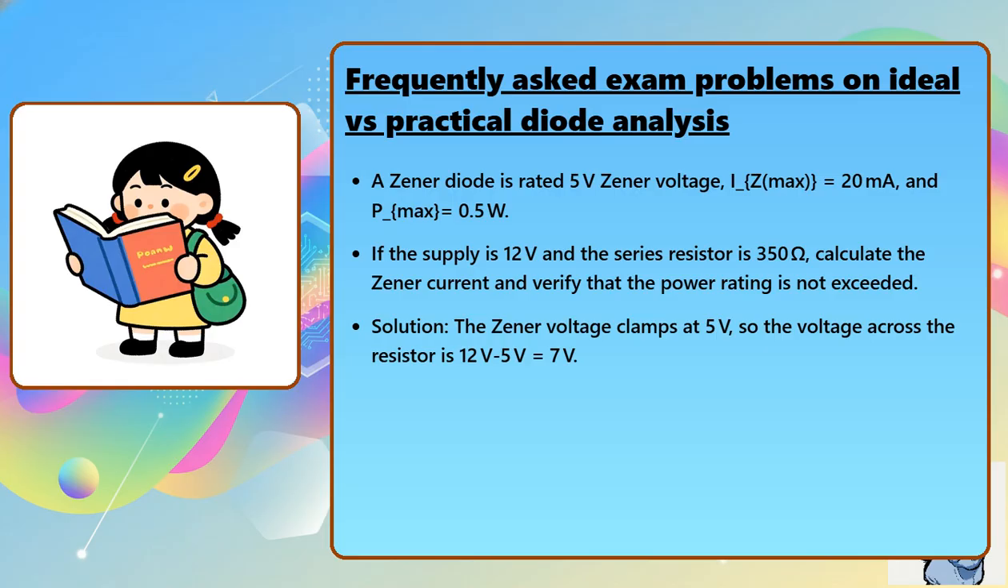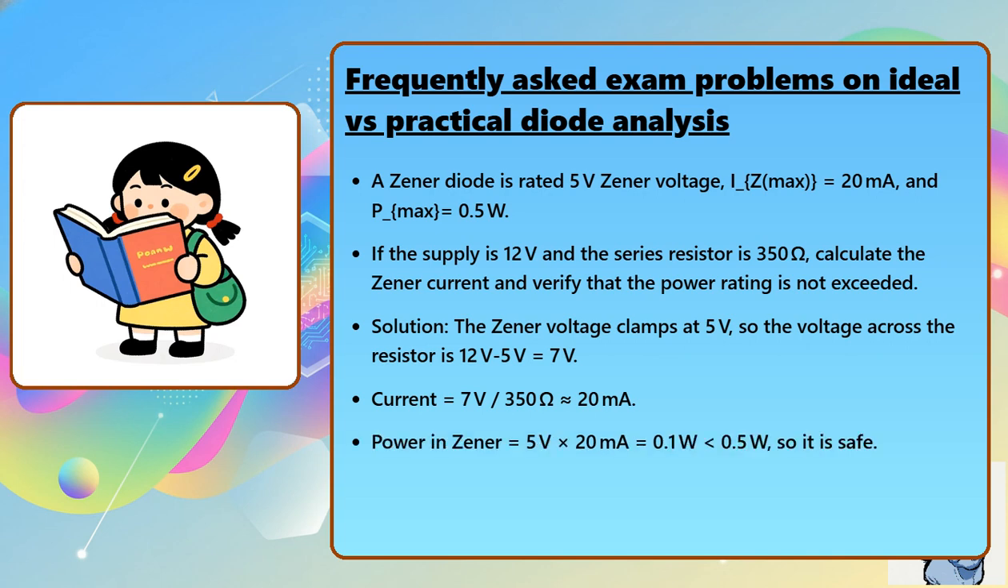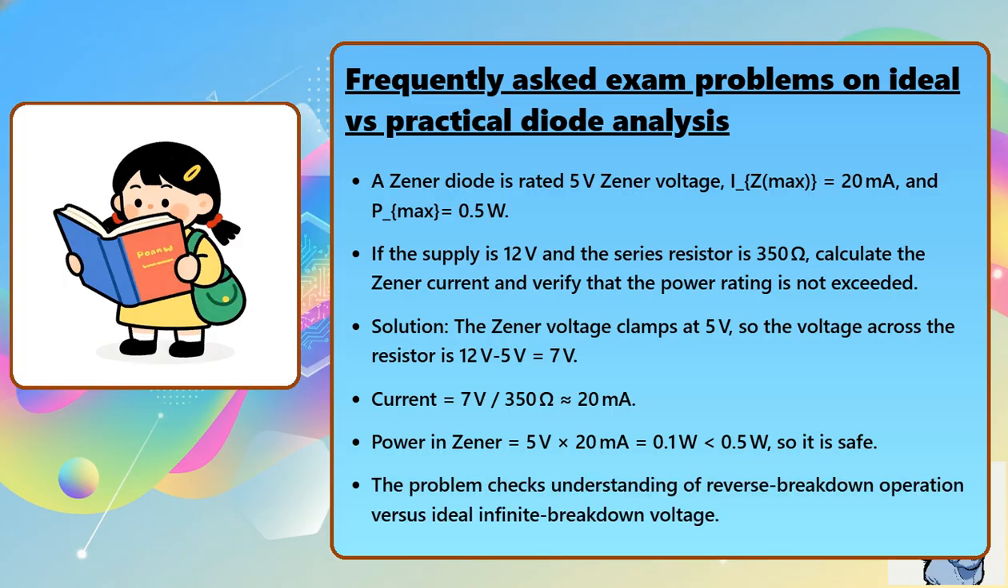Solution: the Zener voltage clamps at 5 volts, so the voltage across the resistor is 12 volts minus 5 volts equals 7 volts. Current equals 7 volts divided by 350 ohms, approximately 20 milliamperes. Power in Zener equals 5 volts times 20 milliamperes equals 0.1 watts, which is less than 0.5 watts, so it is safe. The problem checks understanding of reverse breakdown operation versus ideal infinite breakdown voltage.